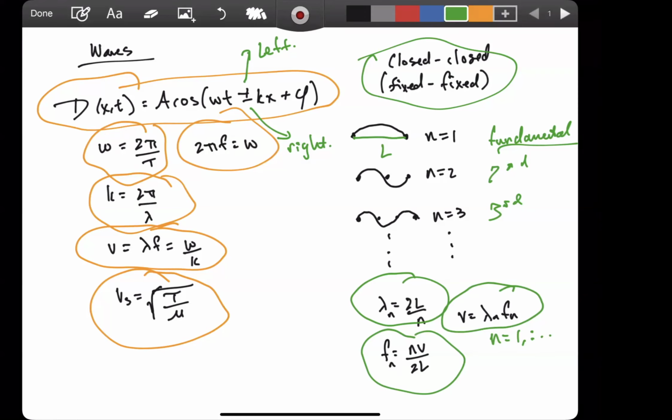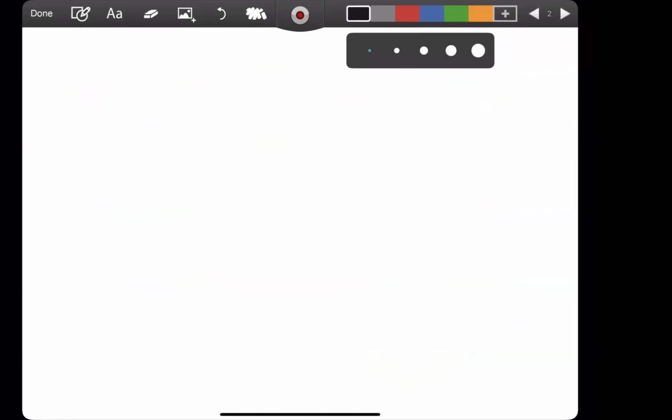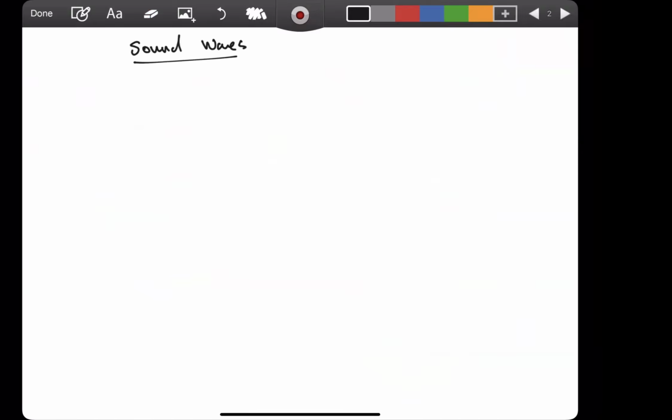So good. Basically, all we want to do now is apply all this stuff to a very specific wave, which is our sound waves. We talked about sound waves before. As we said, we had some sort of speaker here. So say, here's my speaker, which is going to vibrate. This is going to oscillate back and forth.